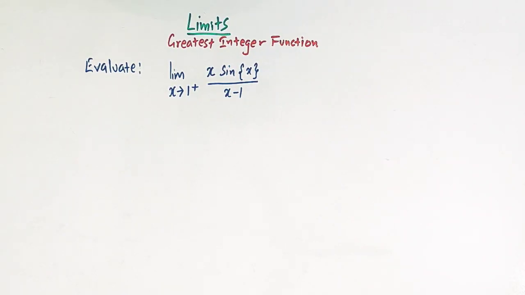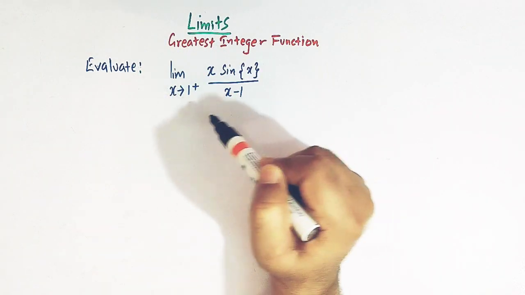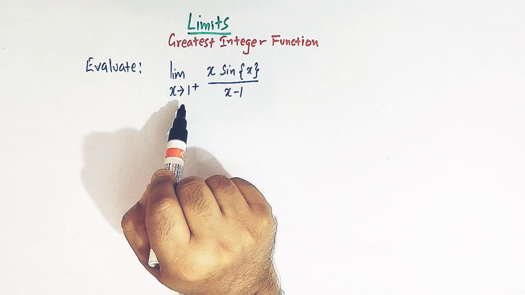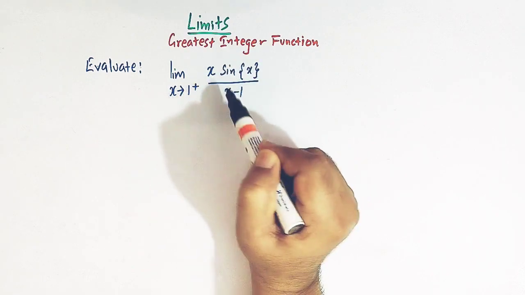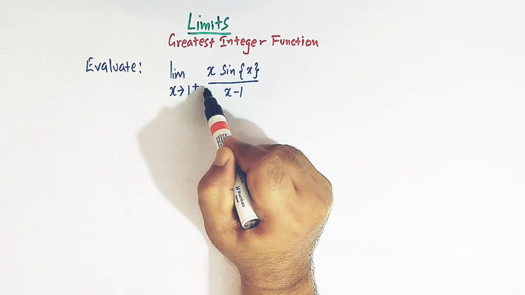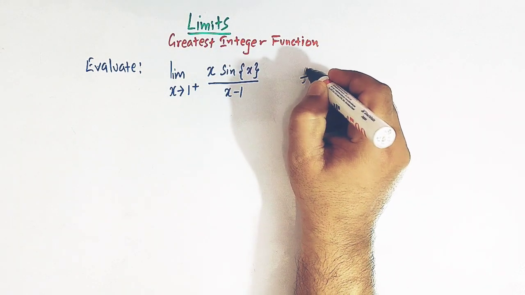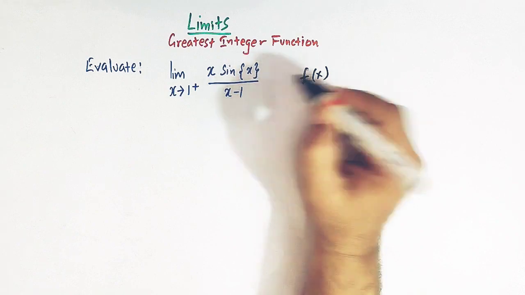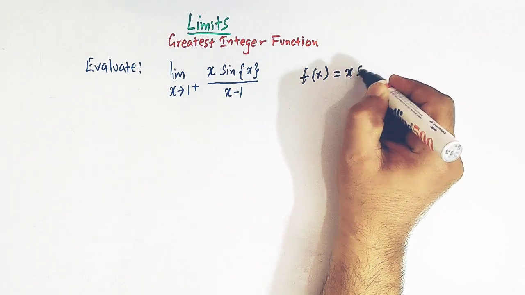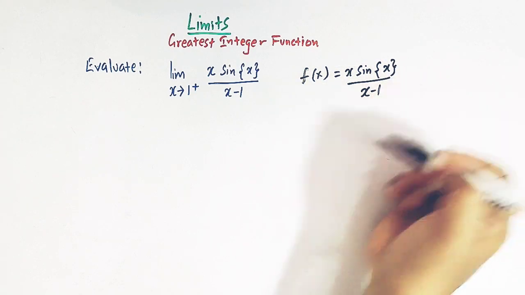Hello viewers, in today's class we are going to discuss one important problem from limits. Here we have to evaluate the value of this limit: limit x tends to 1 positive of x times sine of the fractional part of x divided by x minus 1. So the function involves the fractional part function.